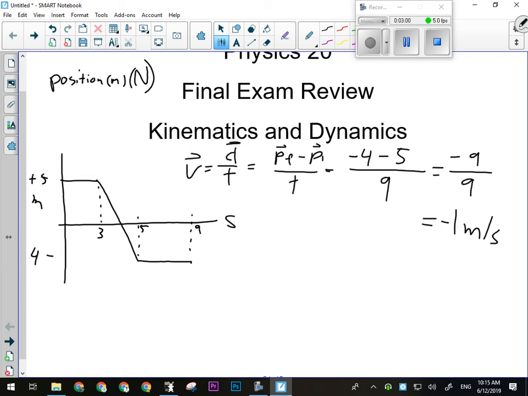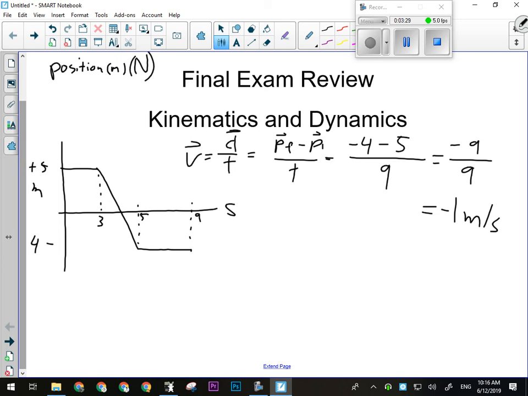Okay, what if, same graph, now I ask you to calculate the total distance traveled? Yeah, 9 meters, because they don't go anywhere here. They go from +5 to -4. That's 9 meters, and then they don't go anywhere here, right? So they only go a total distance of 9 meters.